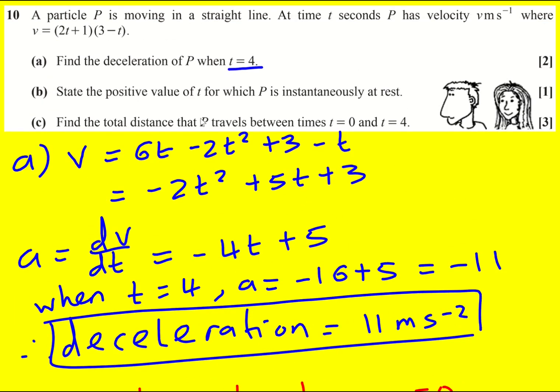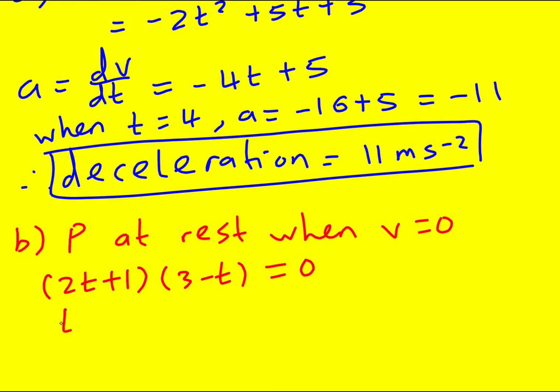And we're asked for the positive value of t. Well, I'm going to get t is equal to minus a half, so I'm going to reject that one. Or t is equal to 3. That's going to be my answer.